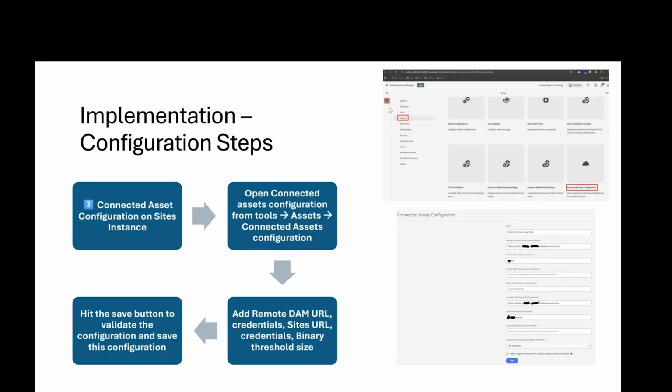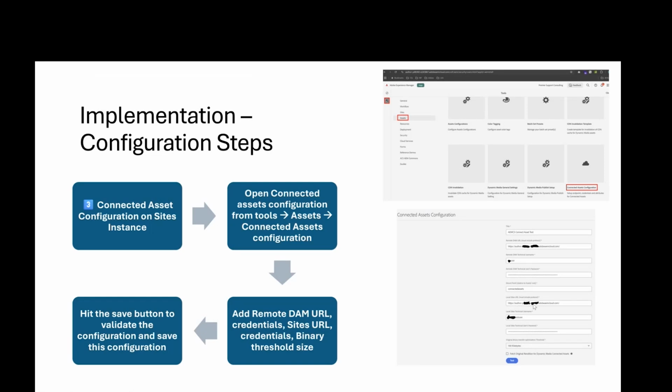You can find this configuration under Tools, Assets, and Connected Asset Configuration. Once you open it, you will get a configuration window where you need to provide your asset URL, the user which you created and its related password, and a folder which you want to align. I mean, which folder you want to access on the sites, that folder should be there. By default it is the connected asset name, but you can also change it and use it.